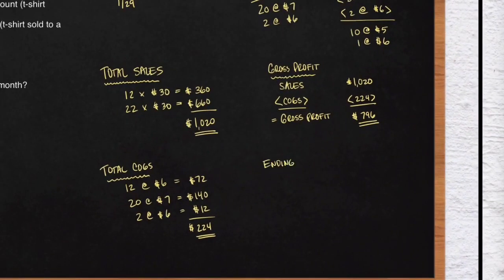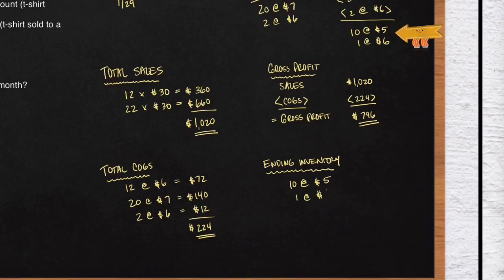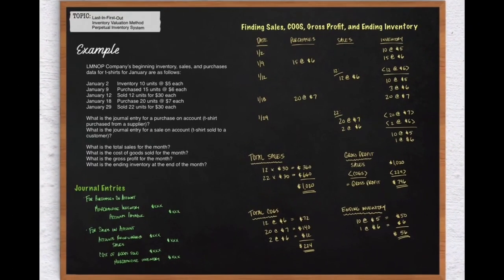Finally, let's calculate ending inventory. Ending inventory represents the items that you still have but have not sold to customers. Here, if you look at our chart, it's 10 at 5 and 1 at 6. So consider those two lines, 10 at 5 and 1 at 6. 10 at 5 will give you $50, and 1 at 6 will give you $6. Combine those two values, and your inventory that you still have is valued at $56 on your balance sheet.